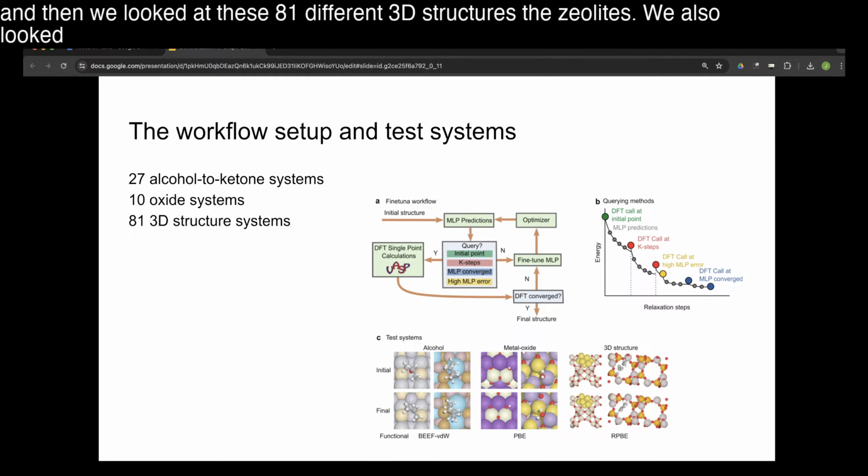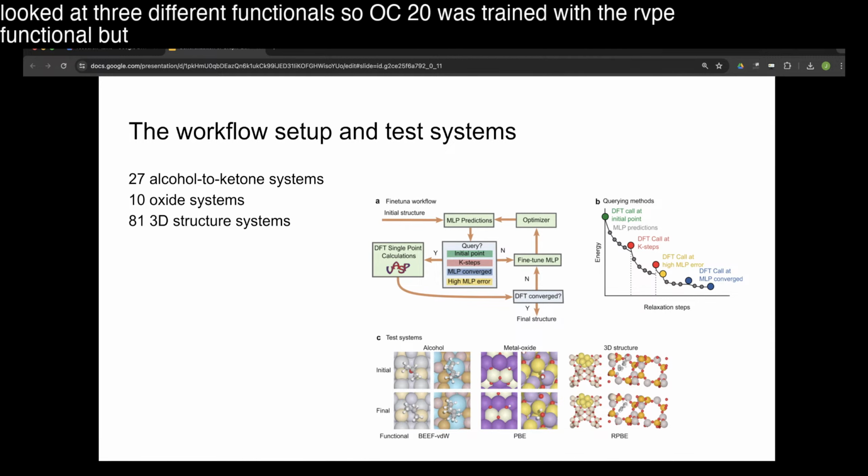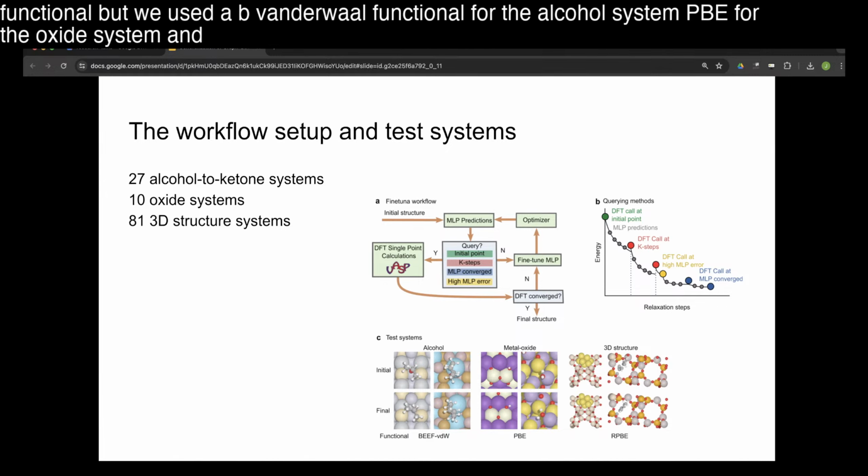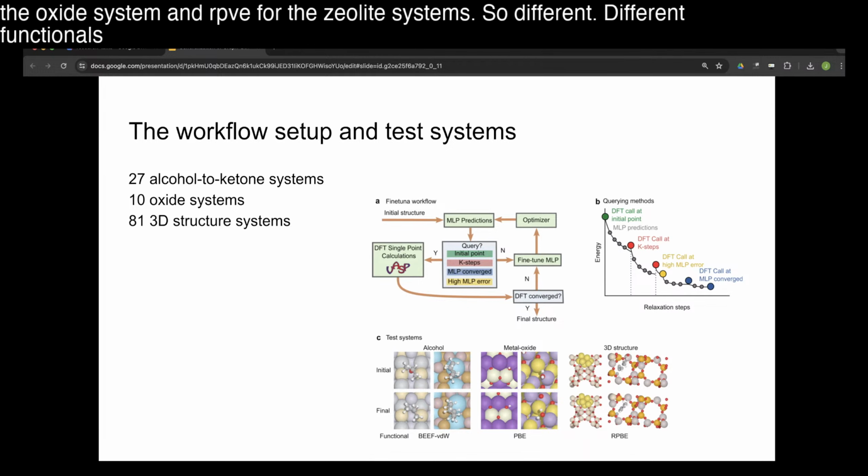We also looked at 3 different functionals. OC20 was trained with the RPBE functional, but we used a BEEF-vdW functional for the alcohol system, PBE for the oxide system, and RPBE for the zeolite systems. So different functionals and different materials and different adsorbates.